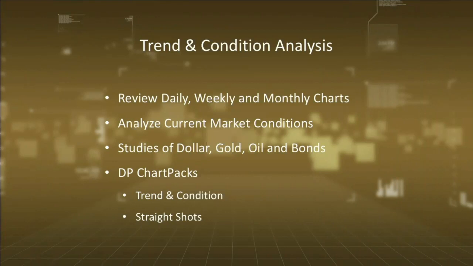Once you've gotten your look at the price, then you want to analyze your current market conditions. For just an index, you can find the conditions using your PMO, momentum, and volume. Like I said, since we're going to study an index versus a stock, we'll be looking at the big picture indicators to analyze our current market conditions. Also, in our trend and condition analysis chart pack, we have studies of the dollar, gold, oil, and bonds, so I'll be going over that as well.